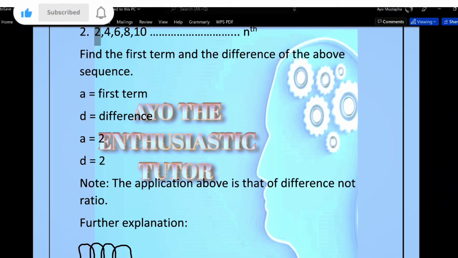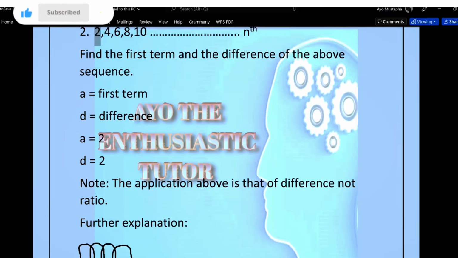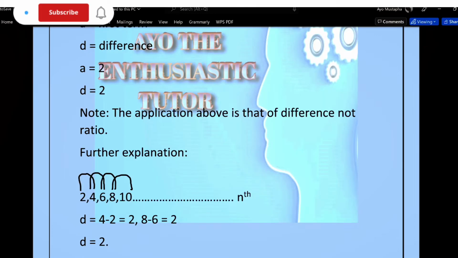Note, the application above is that of difference and not of ratio. As we said earlier, as you can see, the progression is of difference and not of ratio.